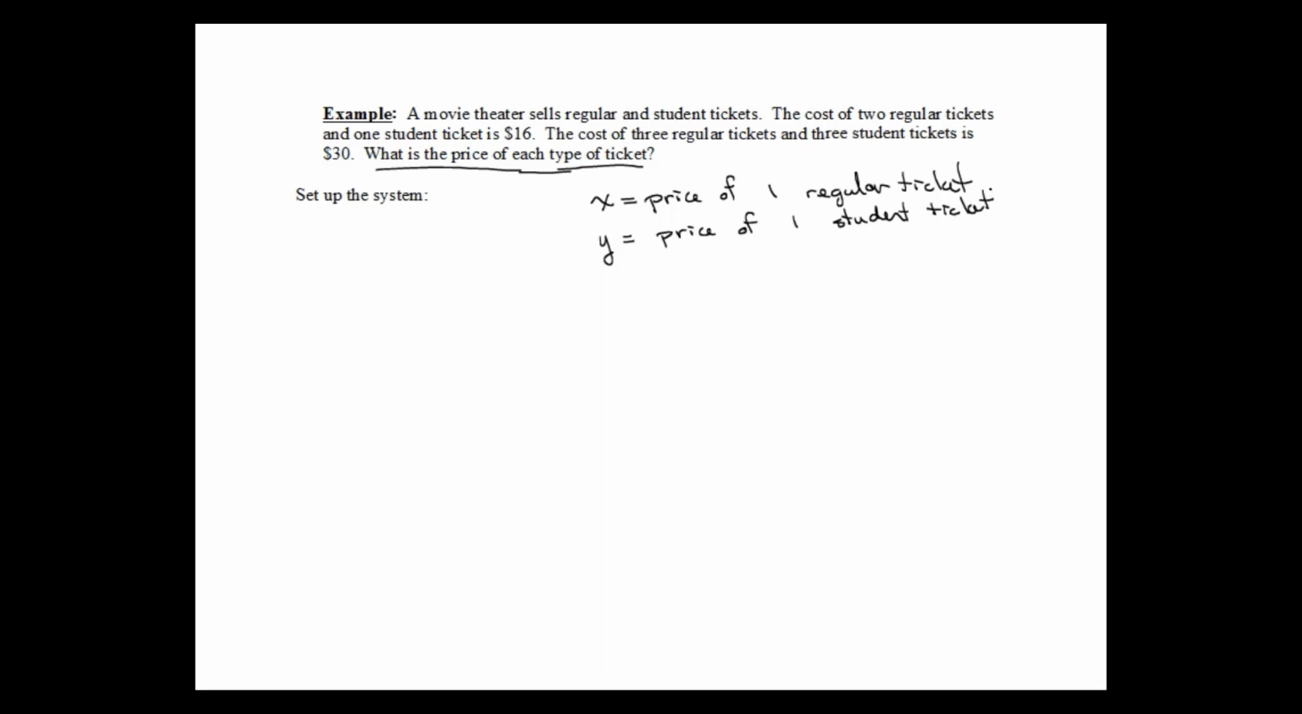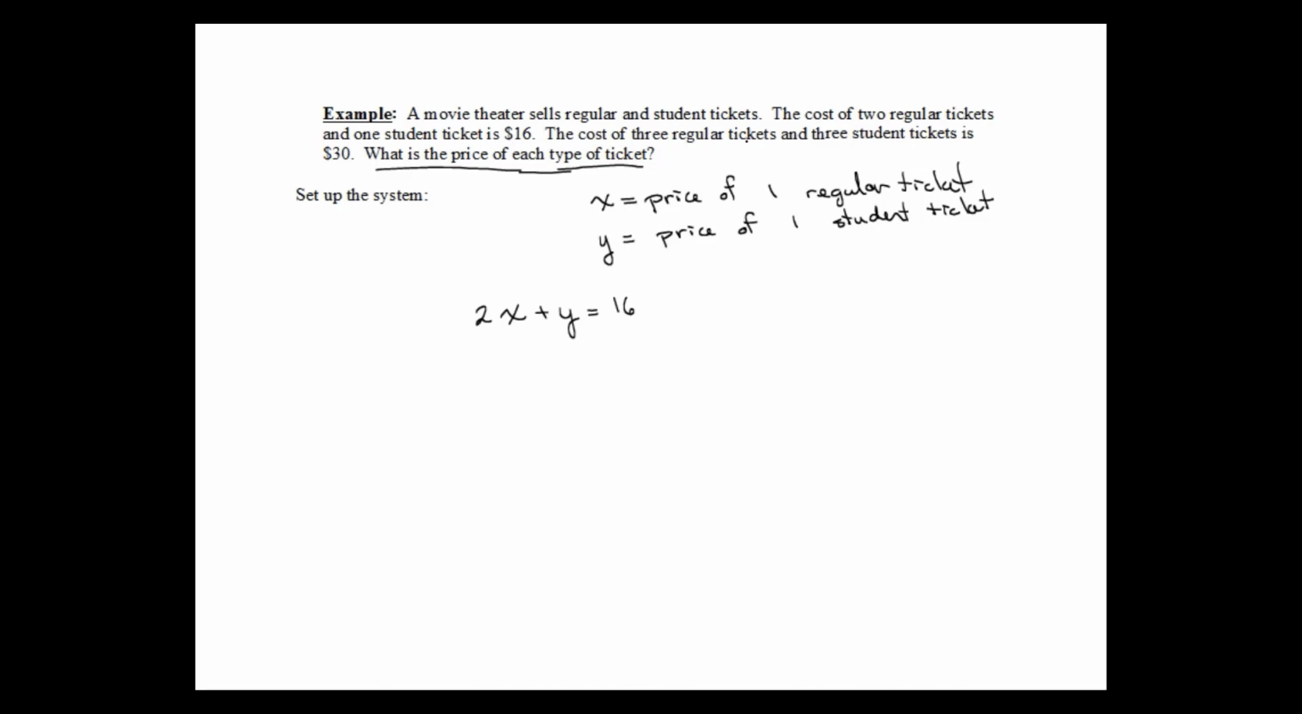Okay, now let's set up our system. So in the first scenario, the cost of 2 regular tickets and 1 student ticket is $16. So how much do we pay for regular tickets? Well, we take the price of a regular ticket, multiply it by 2, and then we add on the price of 1 student ticket, and our total is $16.